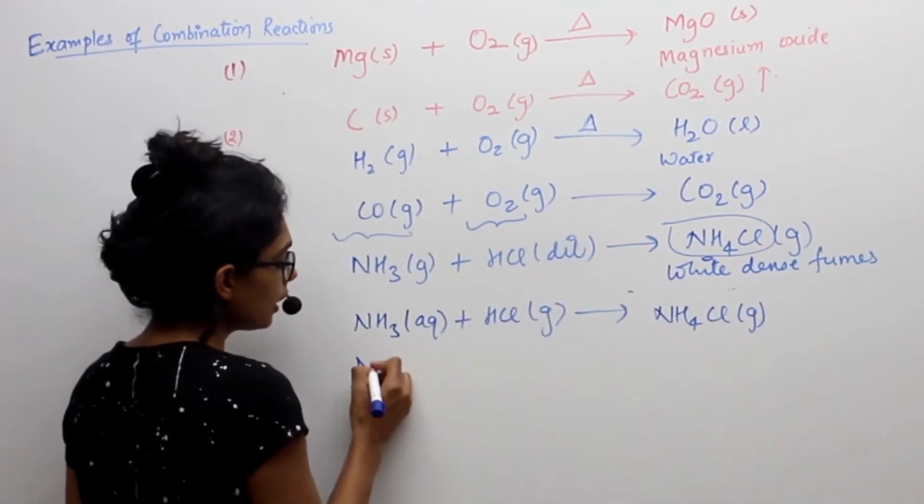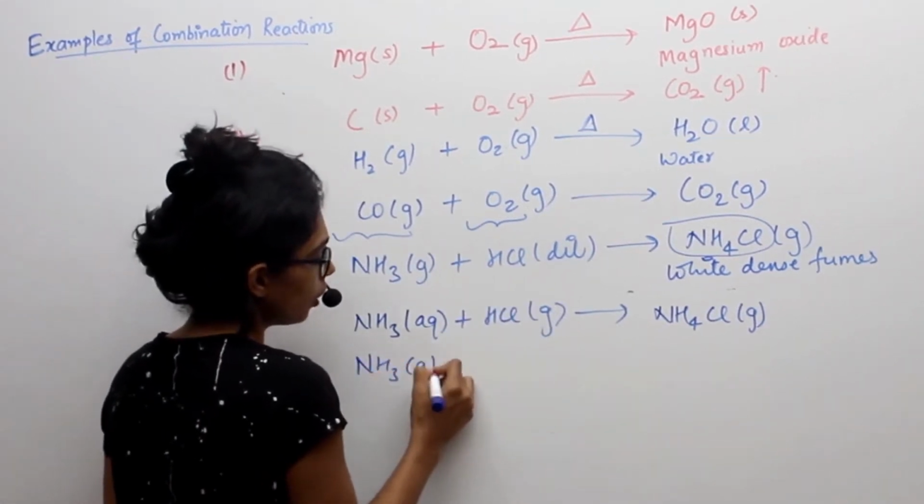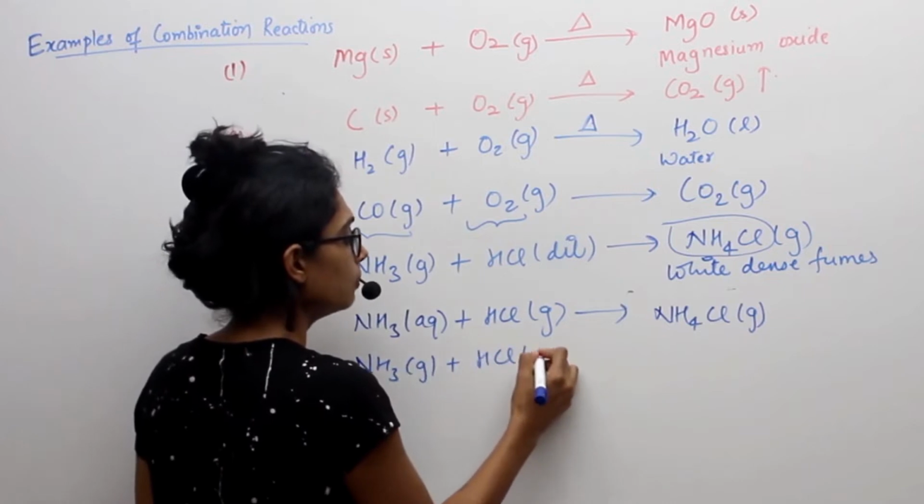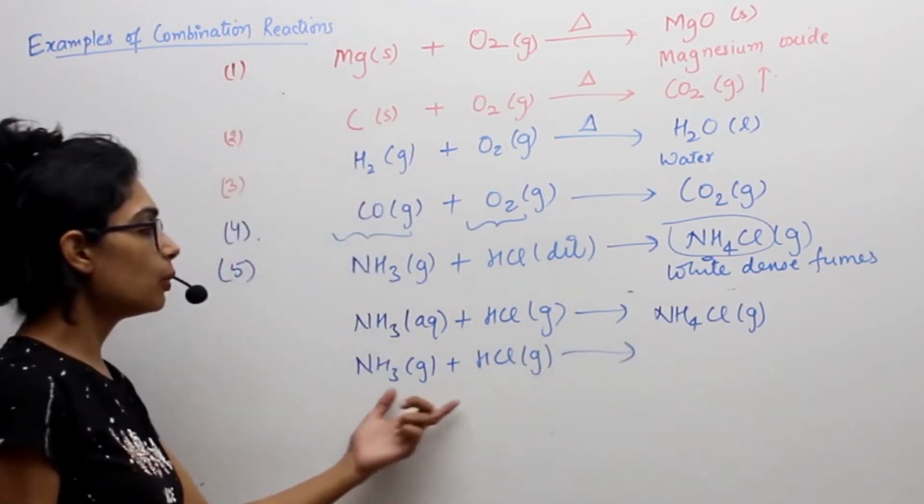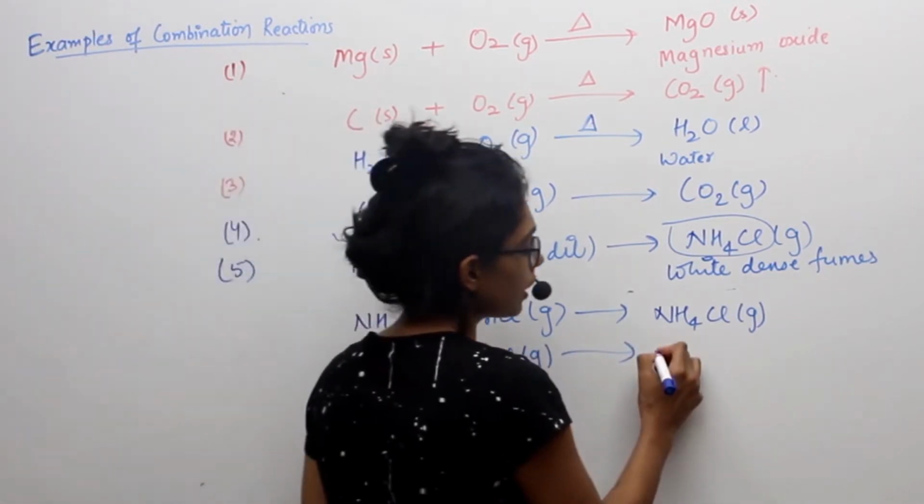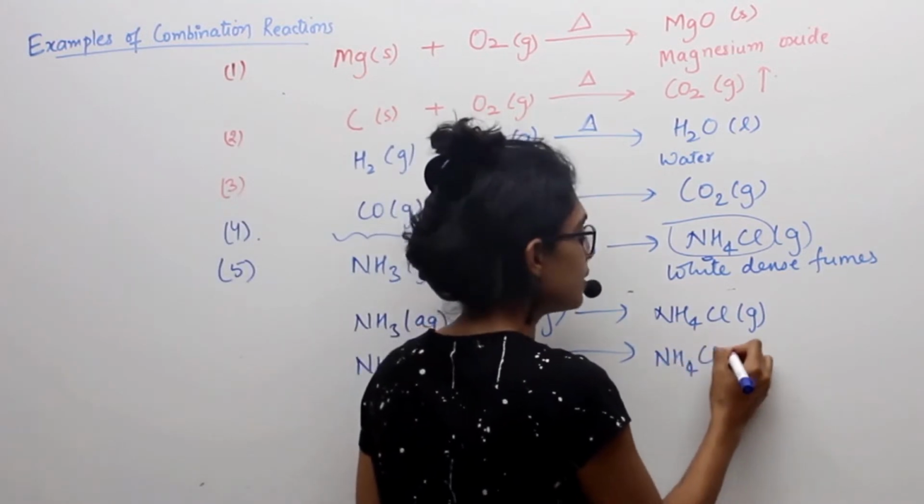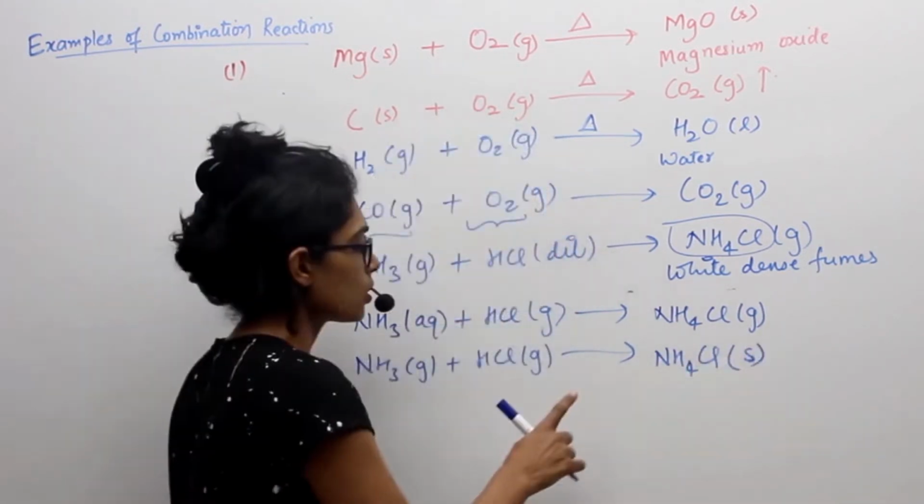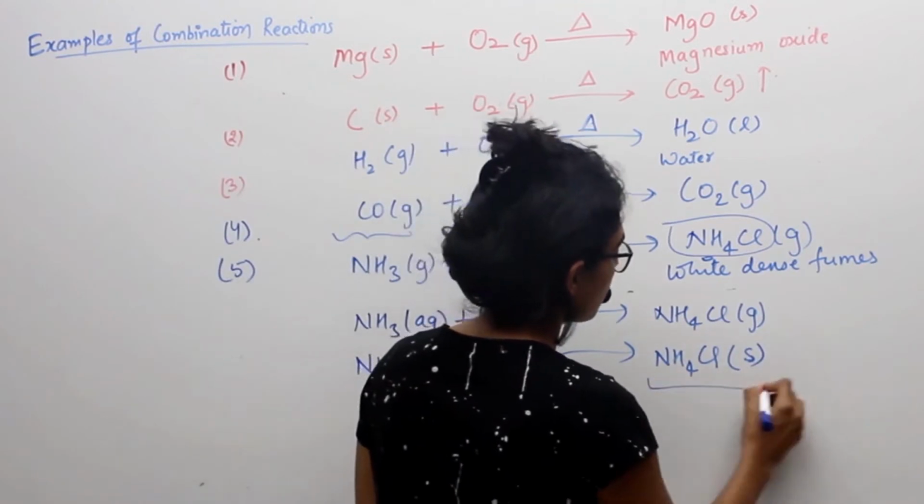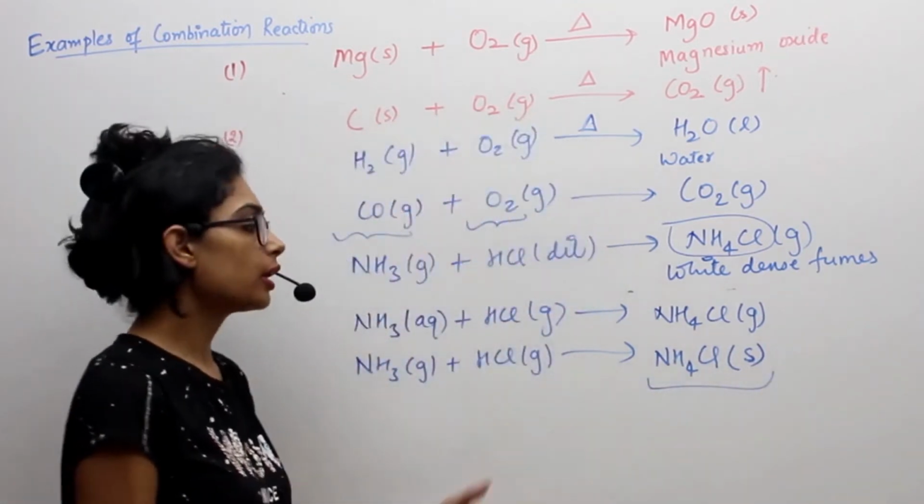If NH3 and HCl are both in the gaseous form, then what will happen? Your NH4Cl will be formed in a similar manner, but the state will change. The state of NH4Cl will change, and it will become NH4Cl solid, but again it will be a white solid.